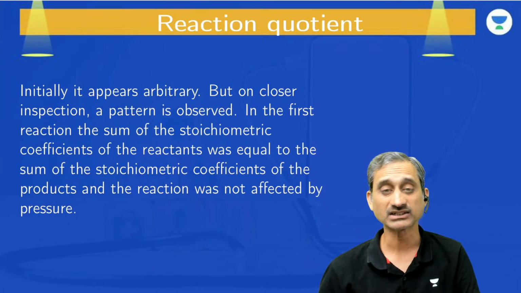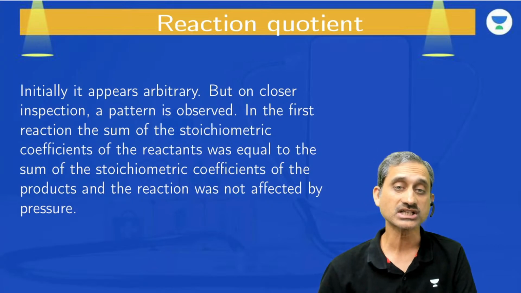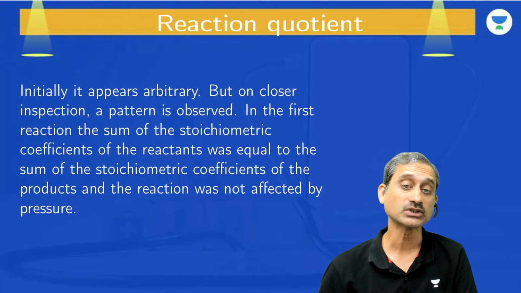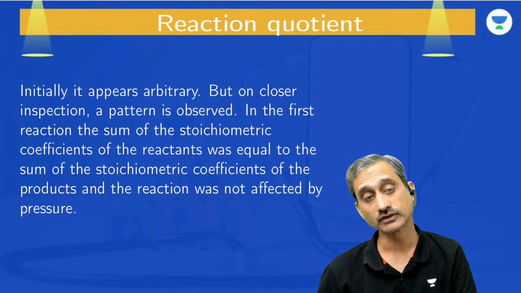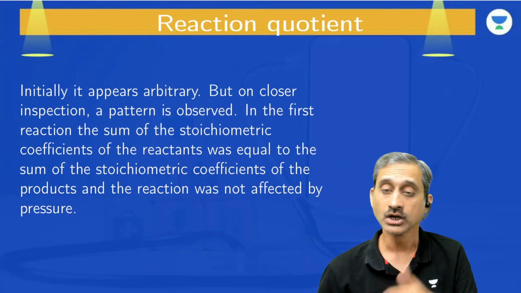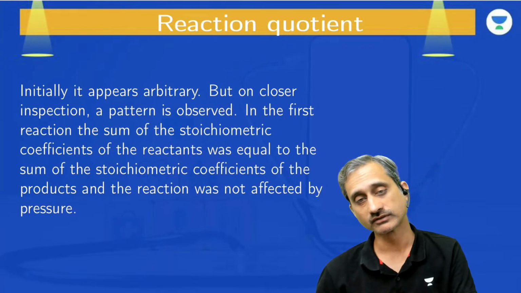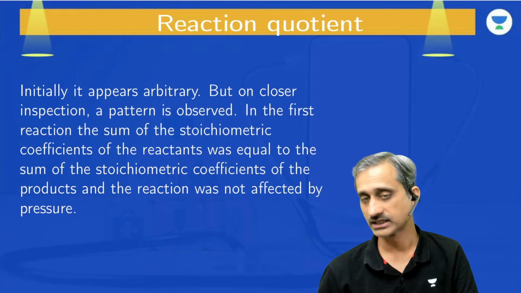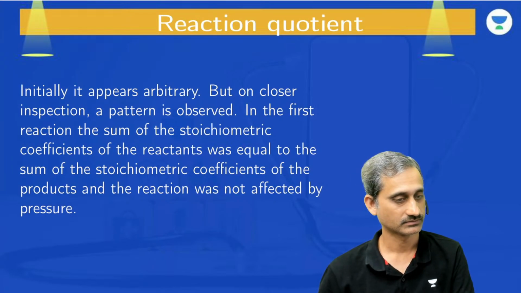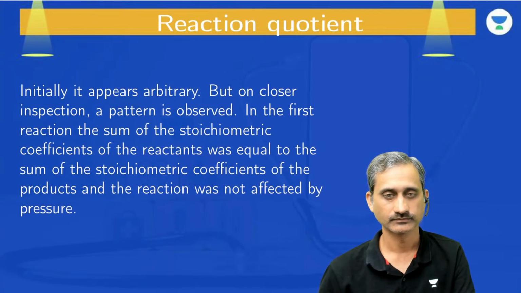If you observe carefully, the pattern is observed. In the first reaction, the sum of the stoichiometric coefficients of the reactants was equal to the sum of the stoichiometric coefficients of the products. There were 2 moles of the reactant, 2 moles of the product, and the reaction was not affected by pressure. Okay?